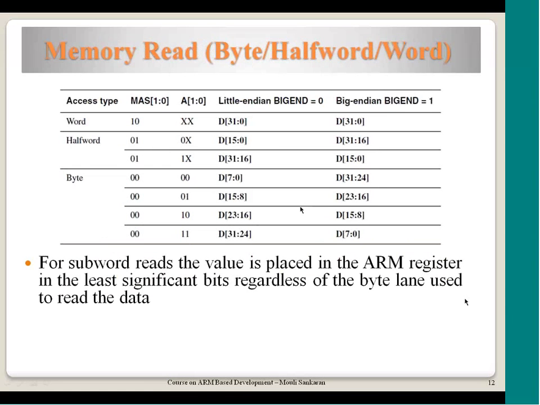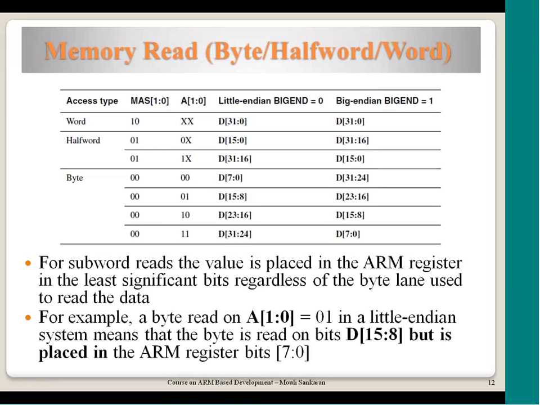Now let me give an example. Let us take an example of this particular combination, that is A1 A0, the address bits 1 and 0, being 0 1. Byte read on 0 1. That means here this is address bit 1 and 0. So once you are reading a byte, that means all the bits in the address are valid.